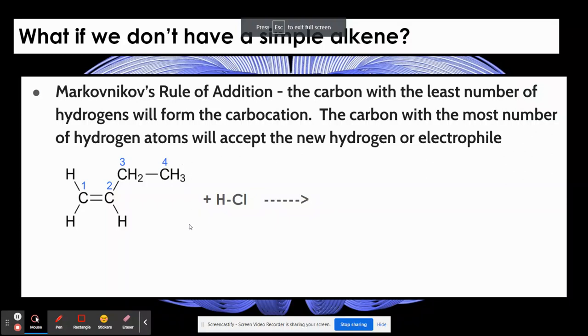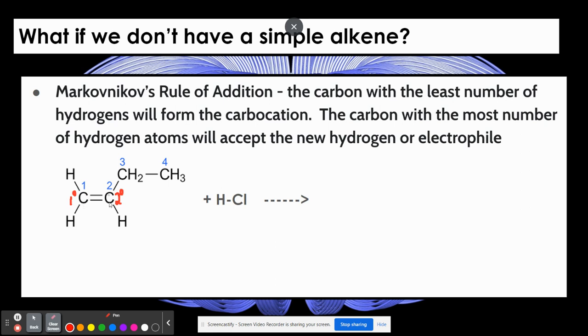All right, Markovnikov's rule of addition. The carbon with the least number of hydrogens will form what we call a carbocation. In this case, in 1-butene, this is carbon number 2, because carbon number 2 is a secondary carbon, meaning that it has been connected to 2 other carbons, so second degree. The first carbon here is primary, one with a degree symbol, and that's where the new hydrogen will go.